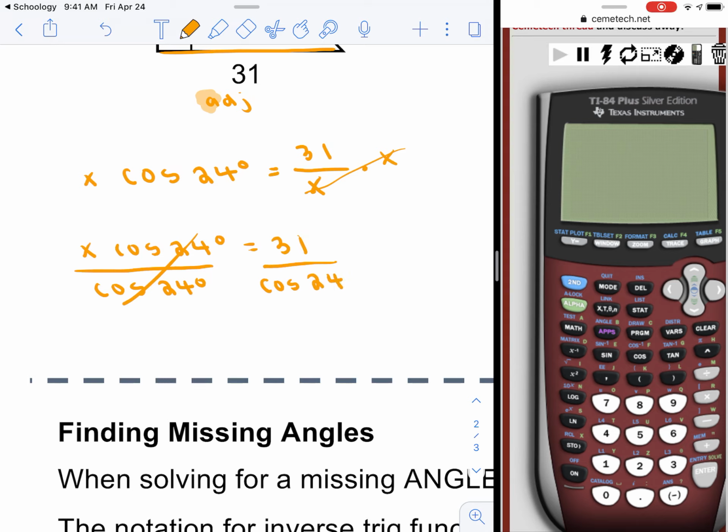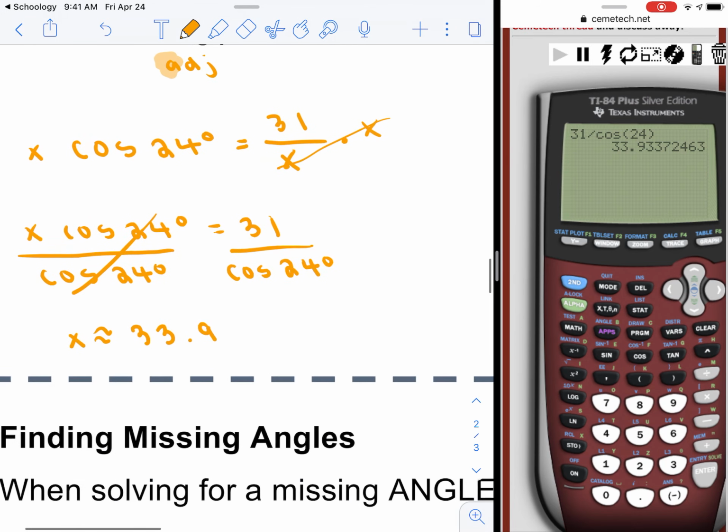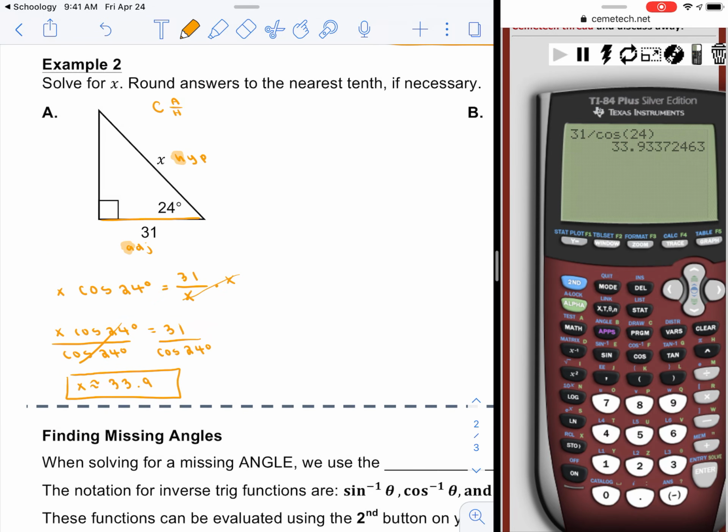I always like to do all the math first before I go to my calculator. Now, in your calculator, you are going to type in 31, and you are going to divide that by the cosine of 24, close the parentheses. You don't have to put degrees on there because your mode is changed to degrees. So as long as you did that correctly, you should get something of approximately 33.9 as your answer. And if we have units, we would put those units in, but since we don't, we're going to leave it as 33.9.